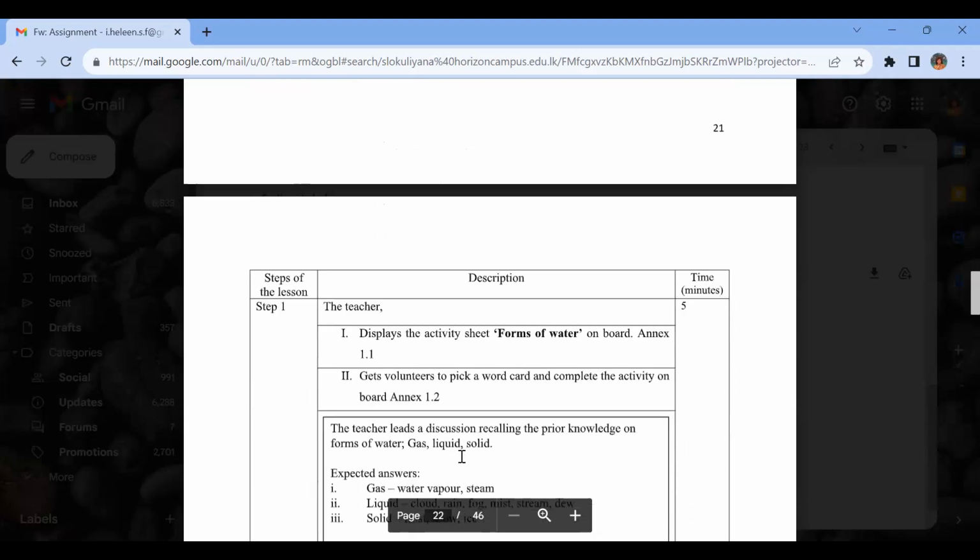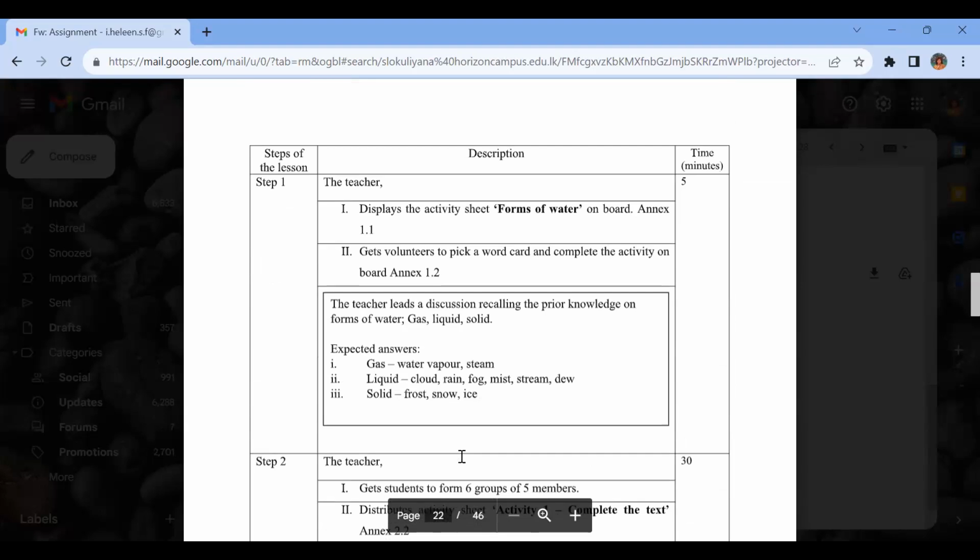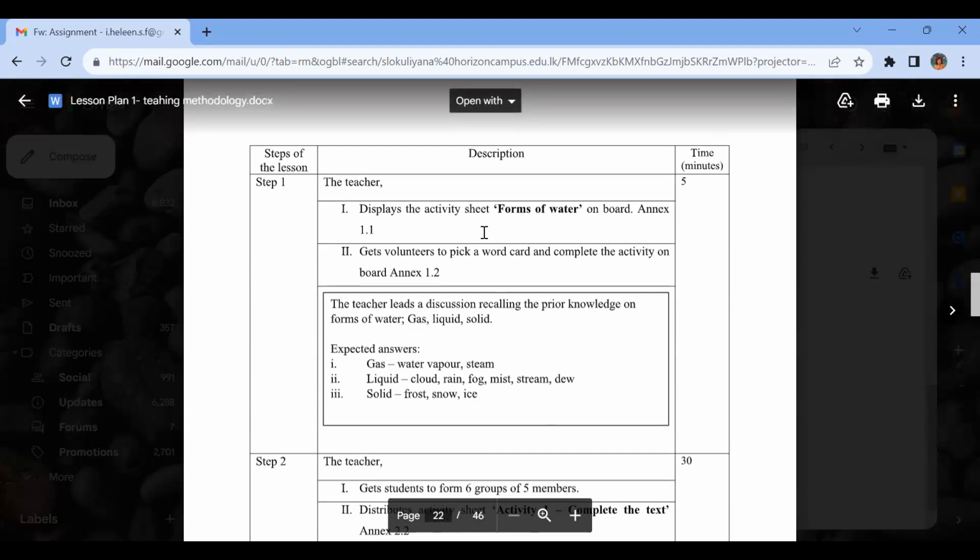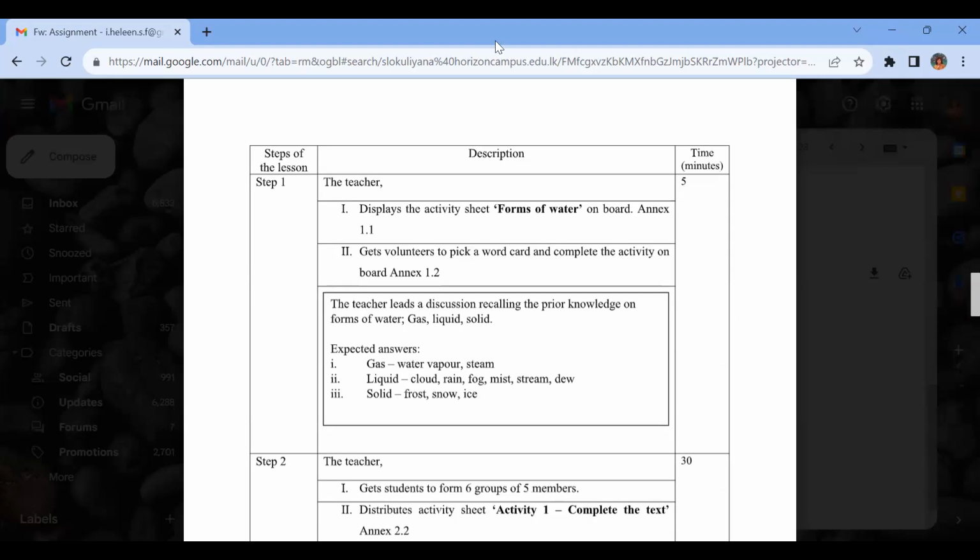The steps of the lesson. What are we supposed to think? Steps of the lesson. So, steps of the lesson.